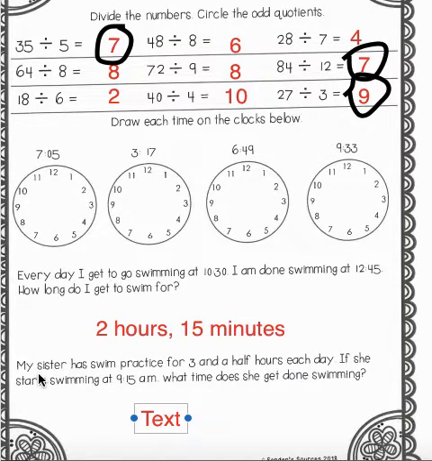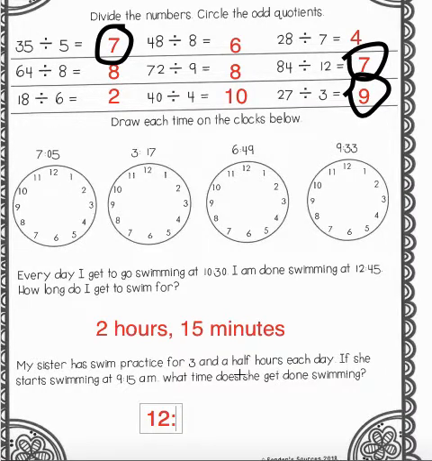And last one here. My sister has swim practice for 3.5 hours each day. If she starts swimming at 9:15 a.m., what time does she get done swimming? So first, let's think about the hours. So she starts at 9:15, so 9 would be the hour, and she practices for 3.5 hours each day. So we need to take the 9 and add 3, so that will be 12, and then a half hour. So this would be our minutes.